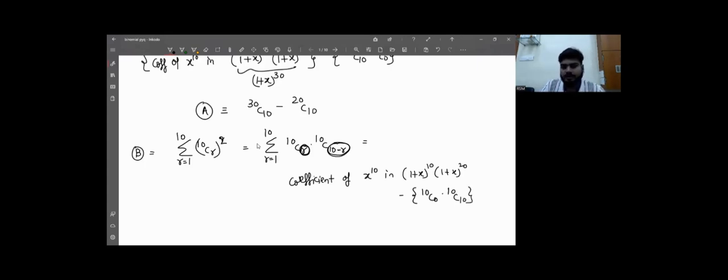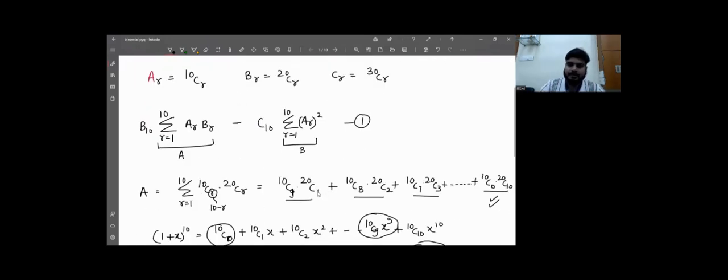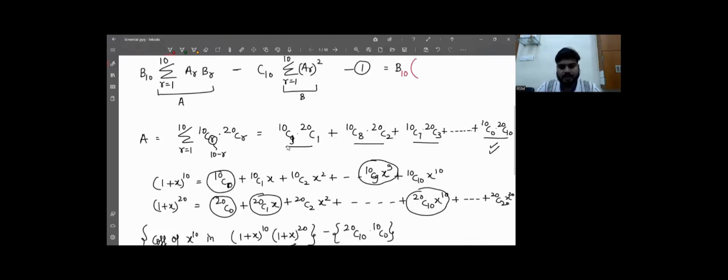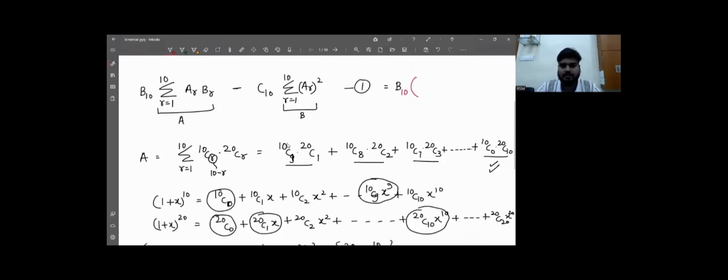So this whole expression can be written as the coefficient of x^10 in (1+x)^20, that is 20C10, minus this expression, which is 1. This is the B part. Now put this whole situation in the actual equation. So the actual equation was, yeah, this is B_10, let me change the color, B_10, and this A part will be 30C10.